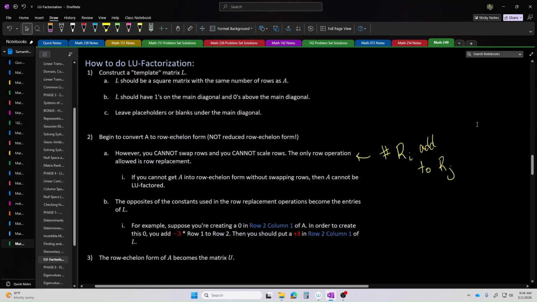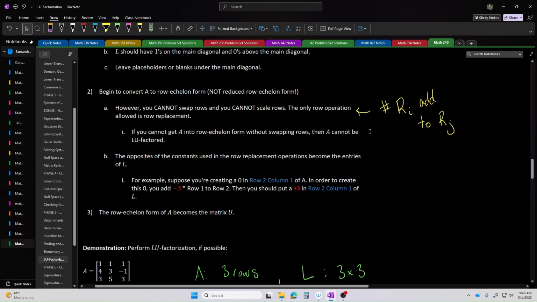The LU factorization of a matrix can be found by doing forward elimination on A, doing Gaussian elimination on A, but a restricted type of Gaussian elimination, where you're not allowed to swap rows and you're not allowed to scale rows. You're only allowed to add copies of one row to another.